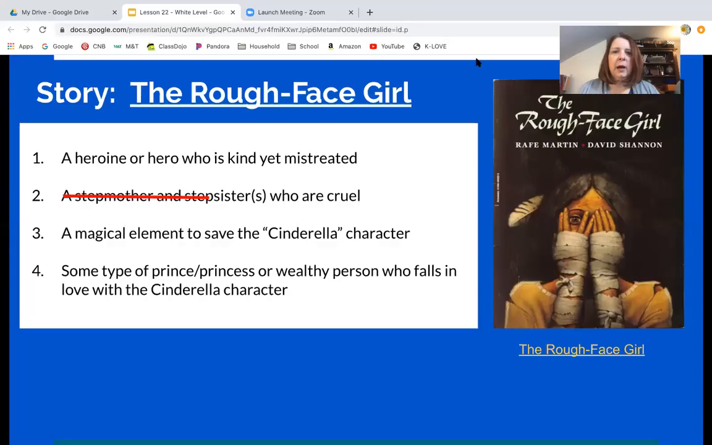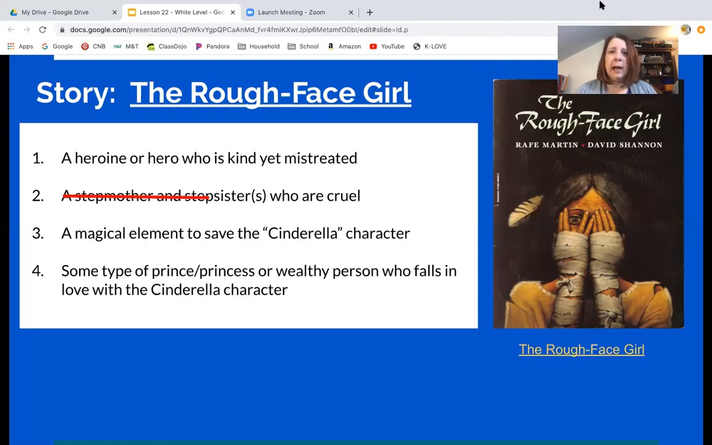Okay, my friends, so that is your first story, The Rough-Faced Girl. If we come back to this page of our presentation, we can talk a little bit about the heroine or hero who is kind yet mistreated. By now you probably know that we are talking about the rough-faced girl. She was made to tend the fires. Tend means to look after the fires.